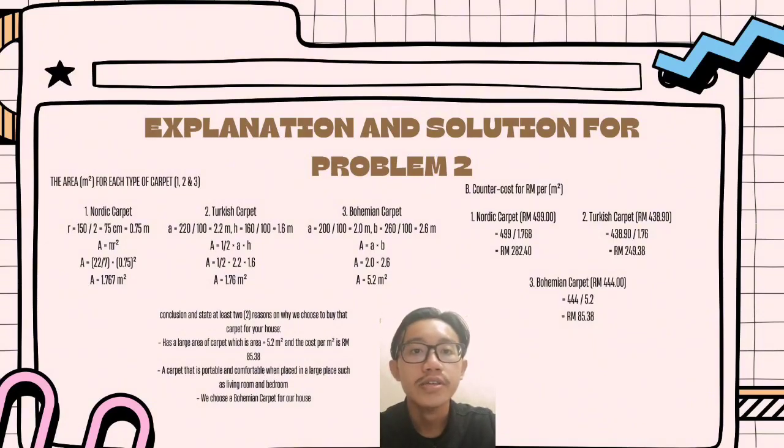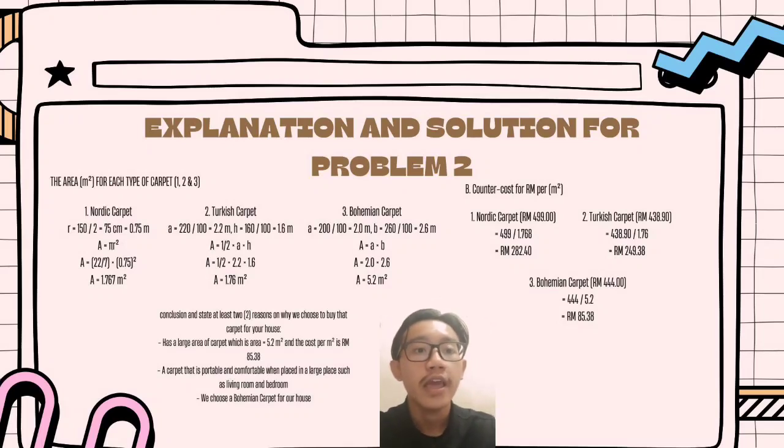The total cost is 438.9 ringgit. We divide by the 1.76 and the answer is 249.38. The last carpet is the Bohemian carpet. The total cost is 444 ringgit and we divide by the 5.2. The answer is 85.38 ringgit.